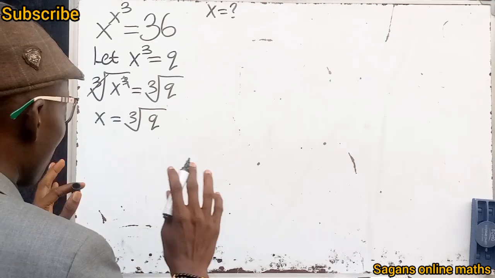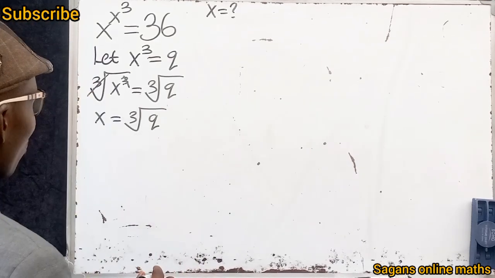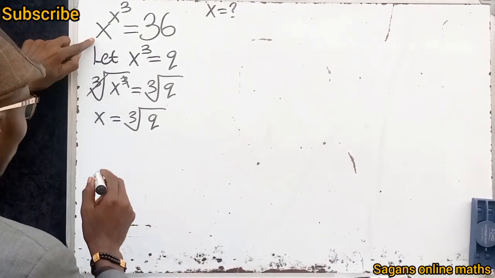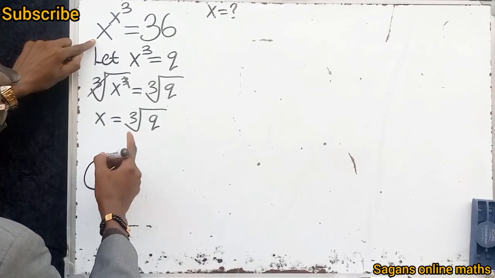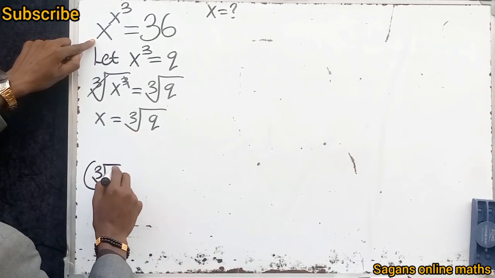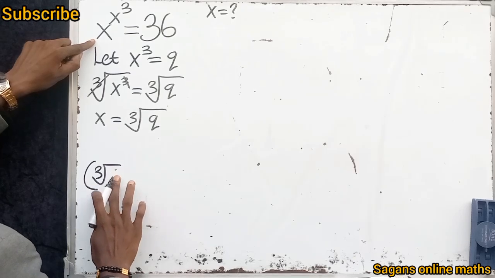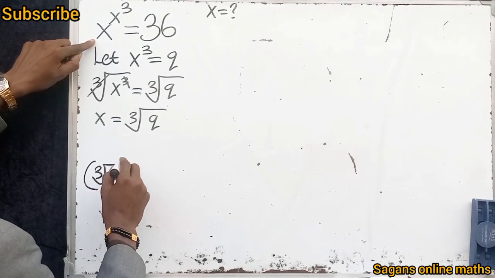Wow, this is amazing. Now let's go back to our question. Look at s here in our question. You are seeing that s is the cube root of Q. So that means the cube root of Q to the power of what?